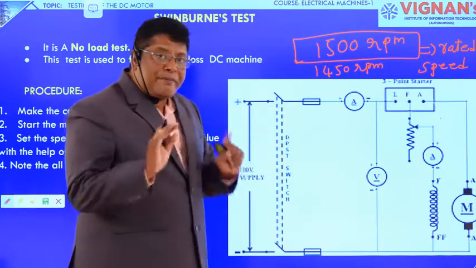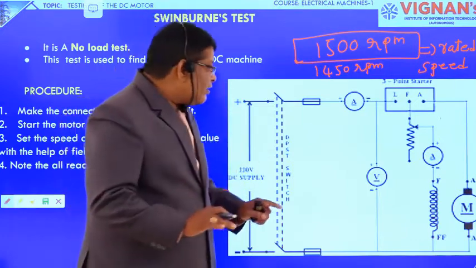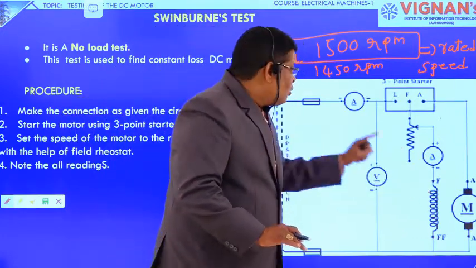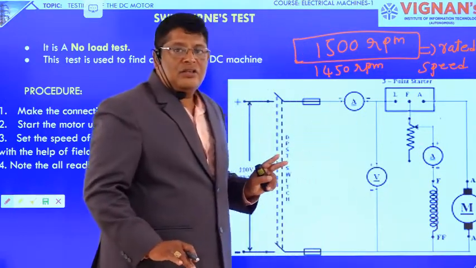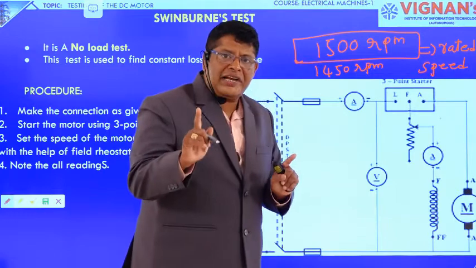See, this is very, very important. After maintaining the rated speed of the DC motor, note down the readings of the voltmeter and 2 ammeters. A single reading only.